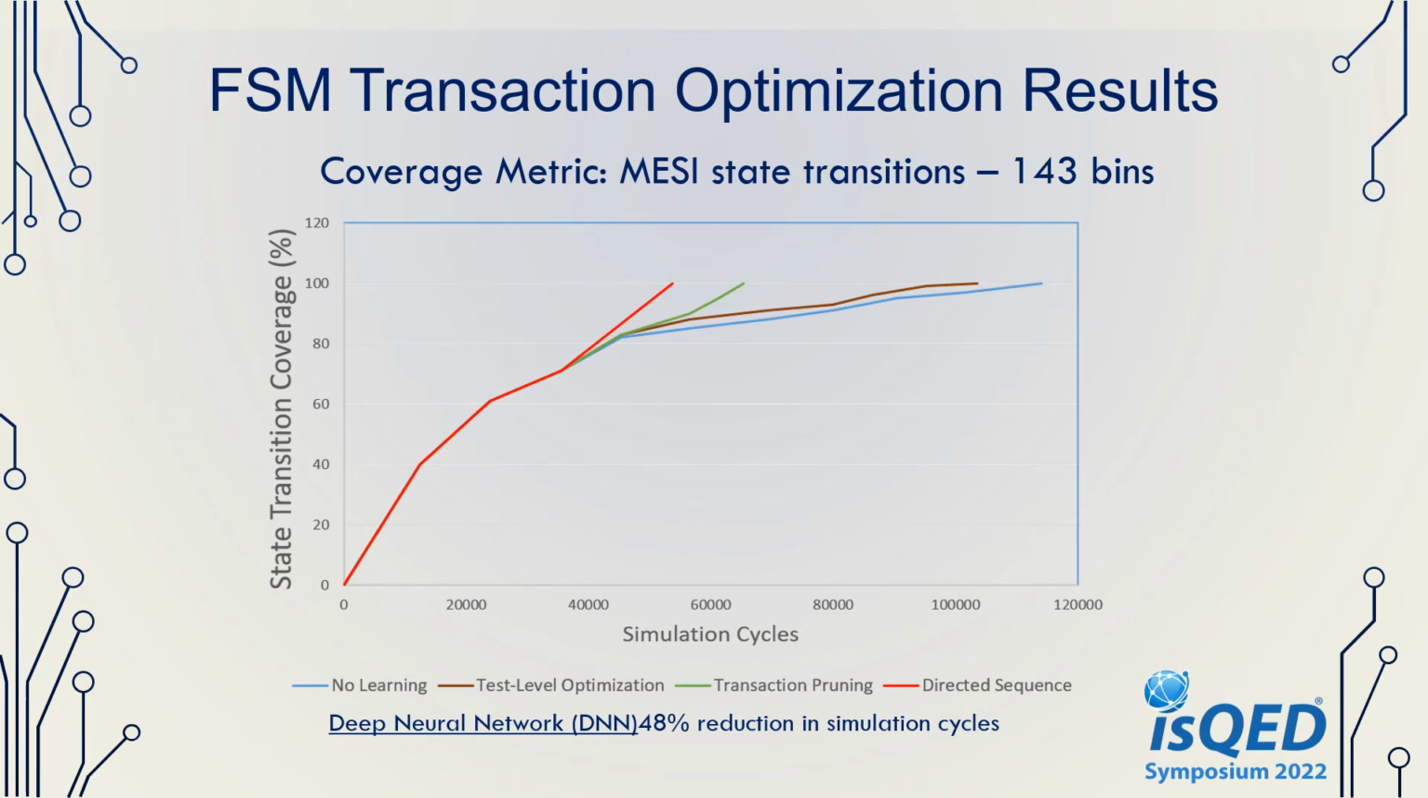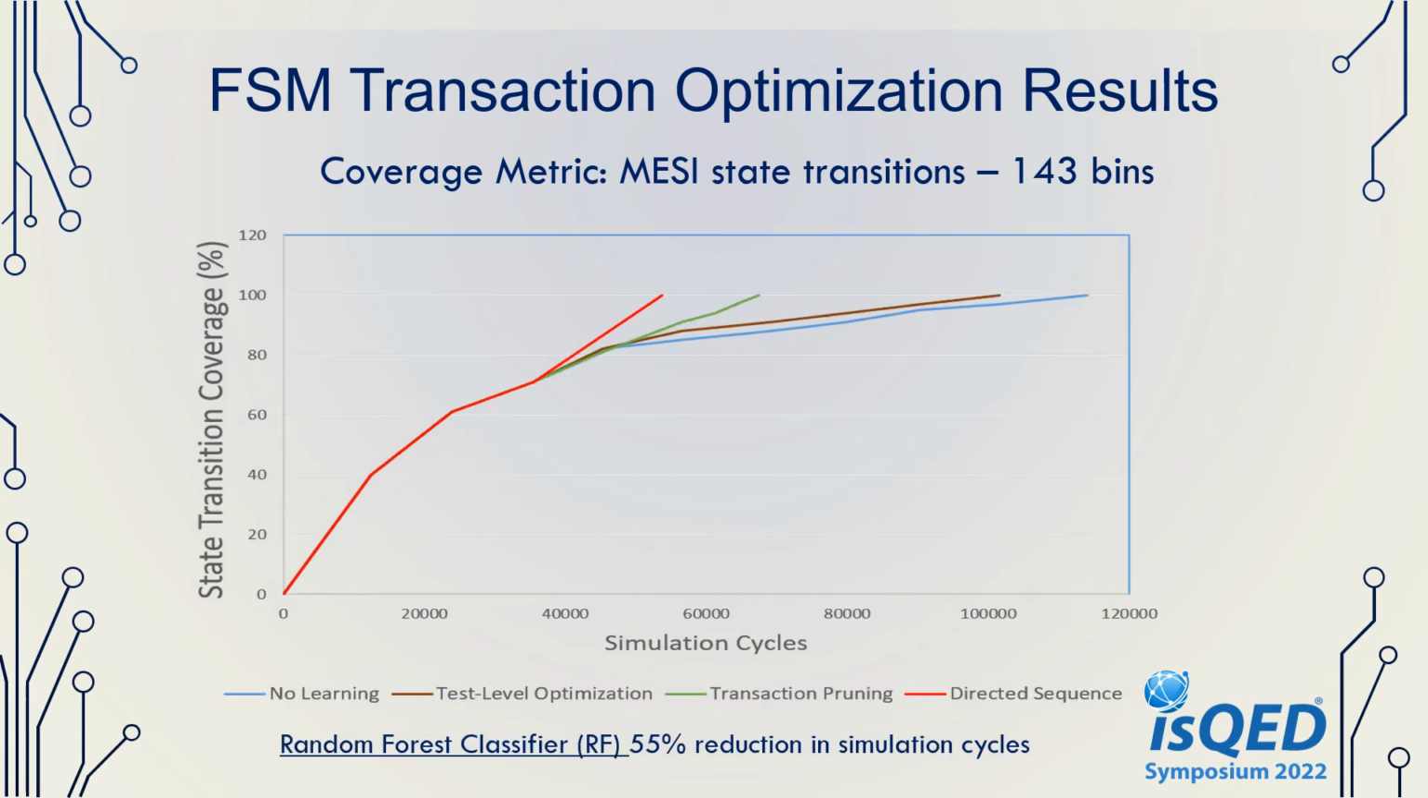And there are 143 bins. And here we use a deep neural network as the main machine learning engine. We compare this no machine learning. And this one is the test level optimization. We can see it is not effective. By using transaction level application of machine learning model, we can reduce these simulations a lot. And here, this one, directed sequence, gets a better result than this pruning.